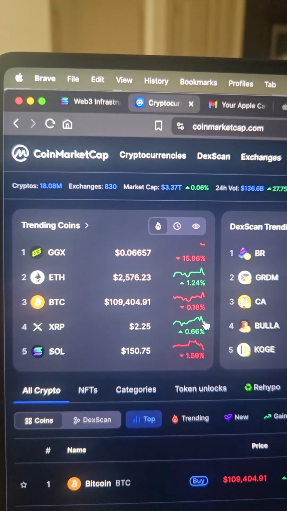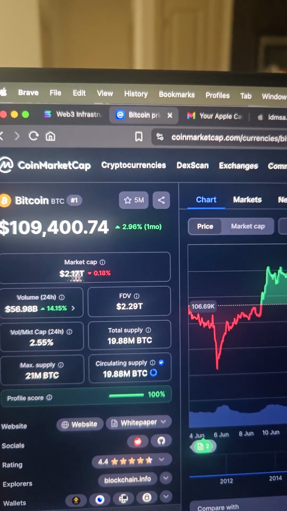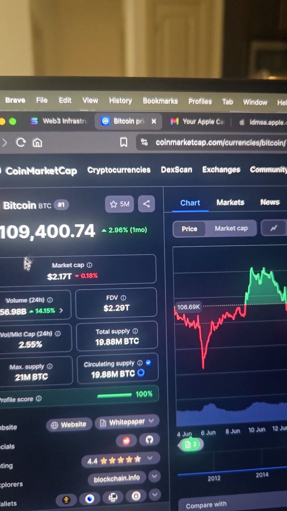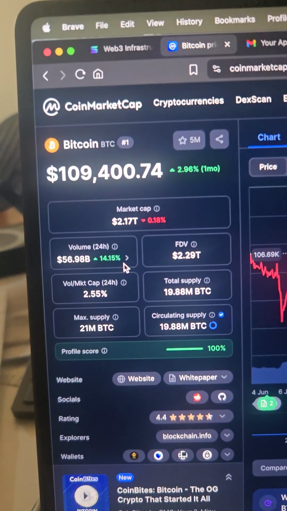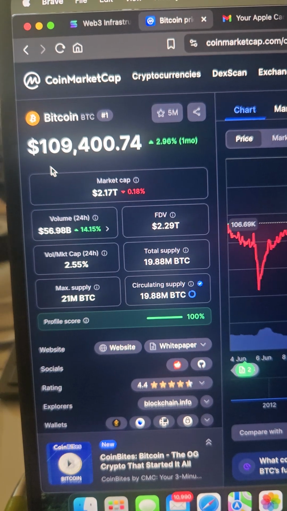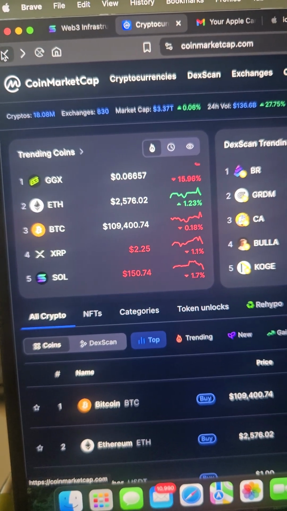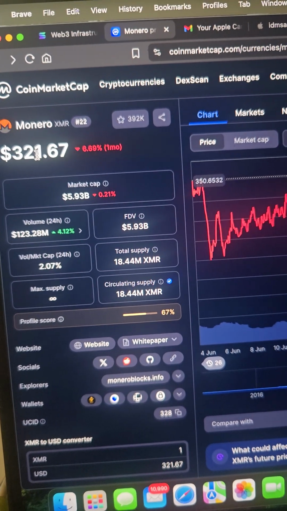Now, to just show you the difference between that and Bitcoin, look at the market cap of Bitcoin. The market cap of Bitcoin is 2.17 trillion. So as you can see, it's a completely different market cap. And today's price of Bitcoin is at 109,000 versus the price of Monero being at $321, correct?